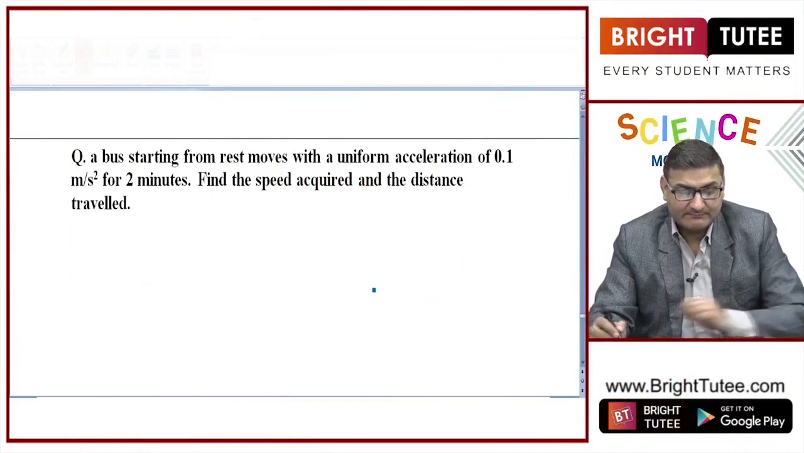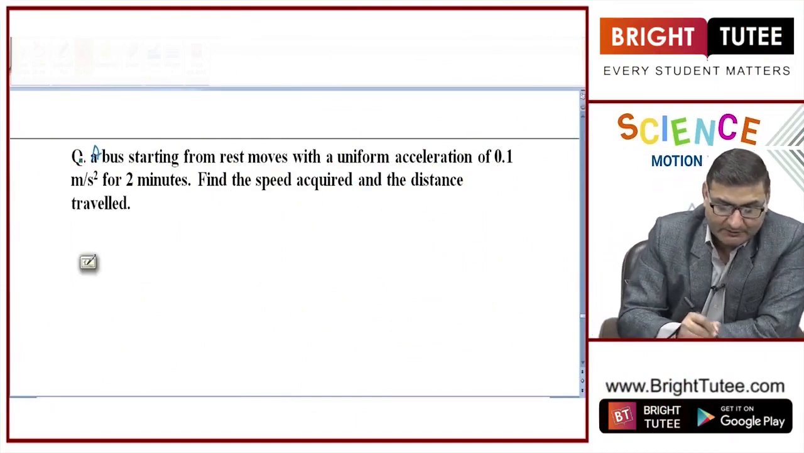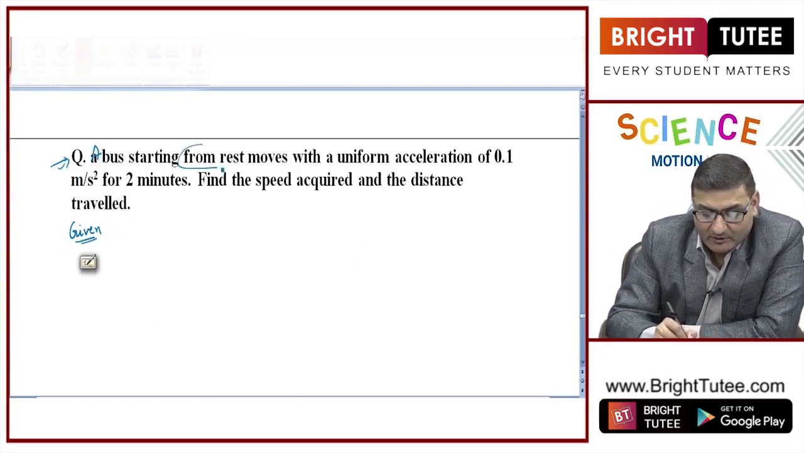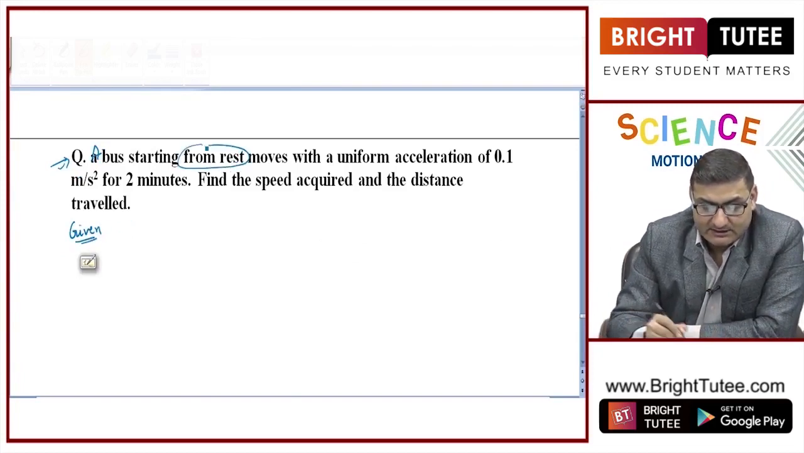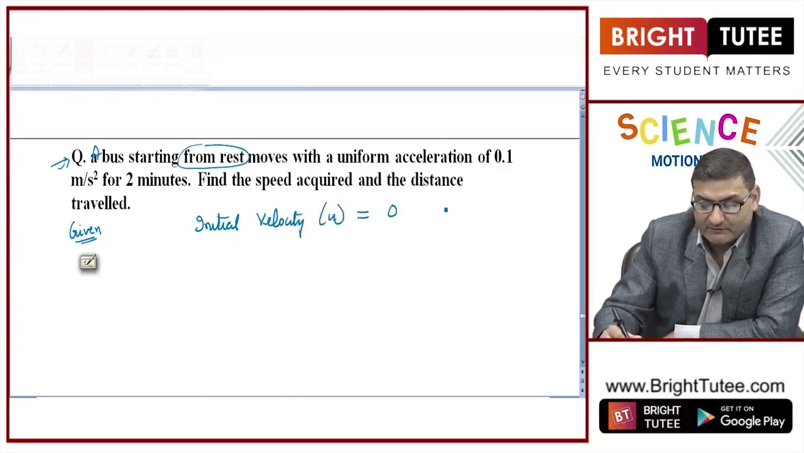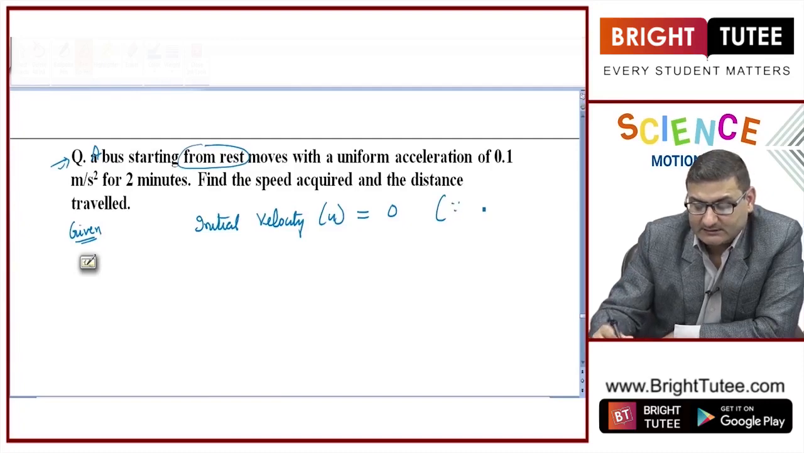Let us see the next question. Okay. What is exactly given in this question is a bus starting from rest. If a bus has started from rest, that means its initial velocity is 0 because initially it was at rest. So, initial velocity is 0 as the bus was at rest.